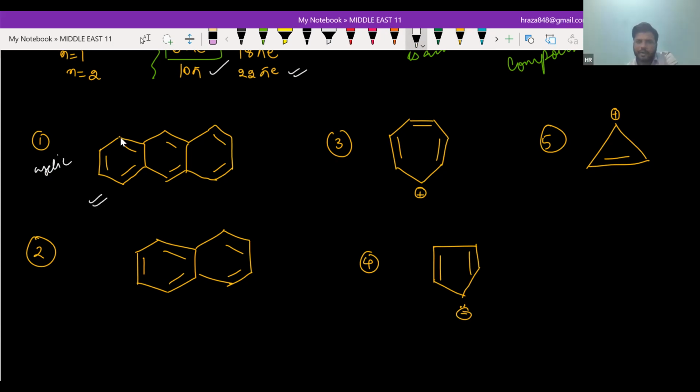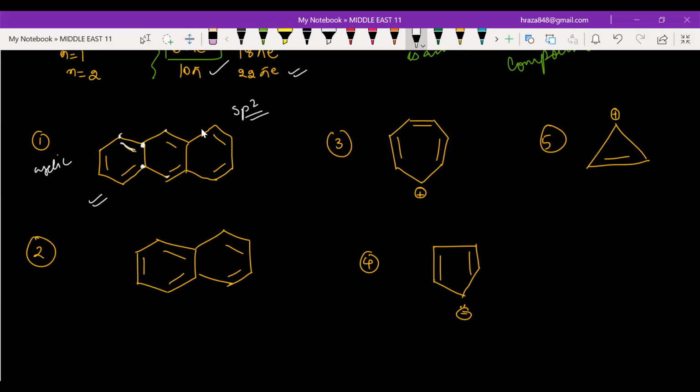Now go for every carbon making a double bond. You can see this carbon is making a double bond from here to here. This carbon is making a double bond. Every carbon is making a double bond. That means each carbon will have sp2 hybridization. Yes or no? Yes, sir.